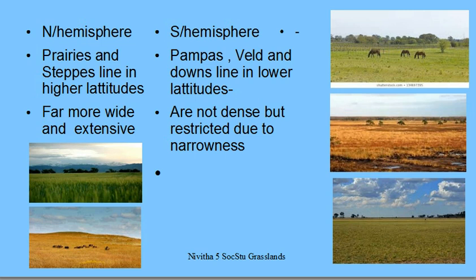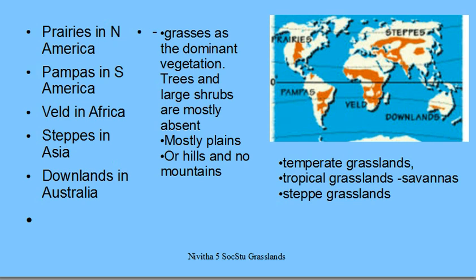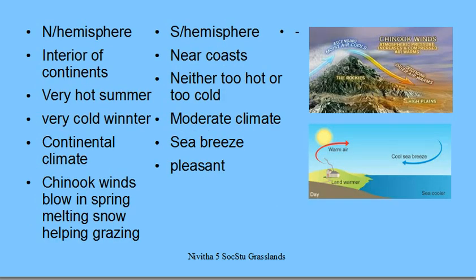The grasslands. What you see here is the pampas. These are the veldts and these are the downs. The downs in Australia, the veldts in Africa, and pampas in South America. This is the prairies in North America and steppes in Russia. These are the temperate grasslands. Tropical grasslands are also there, called savannas.